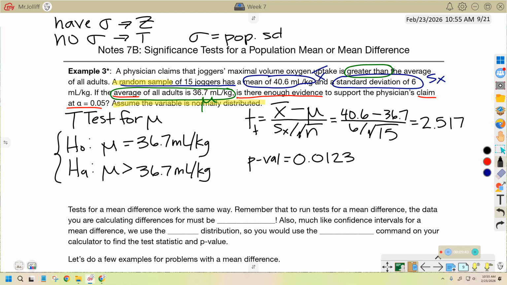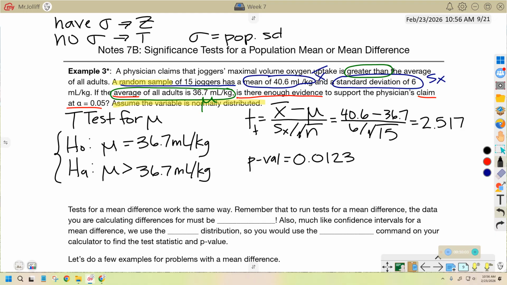My calculator is spitting out 2.517 rounded and 0.0123 rounded. Can I get a thumbs up if your calculator gave you the same thing? I see thumbs up popping up around the room. You should be following along on your calculator, yes.